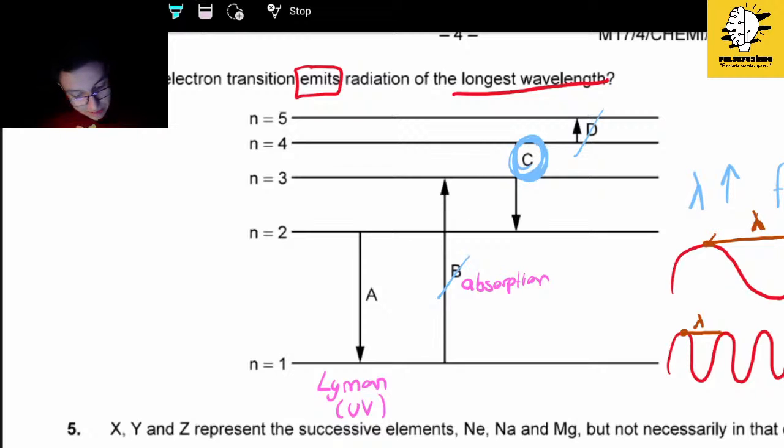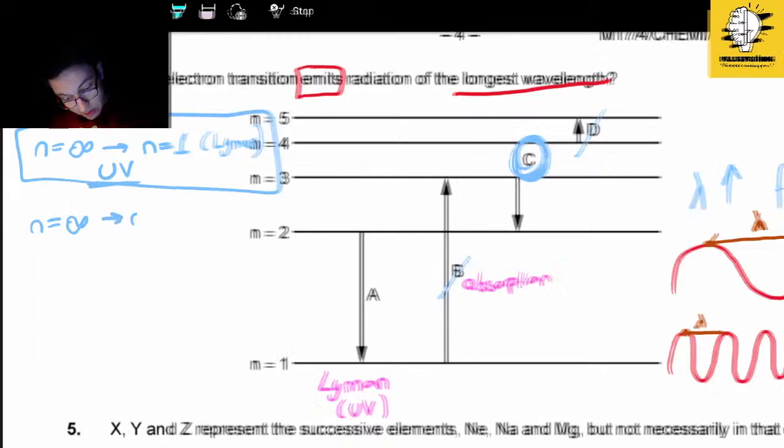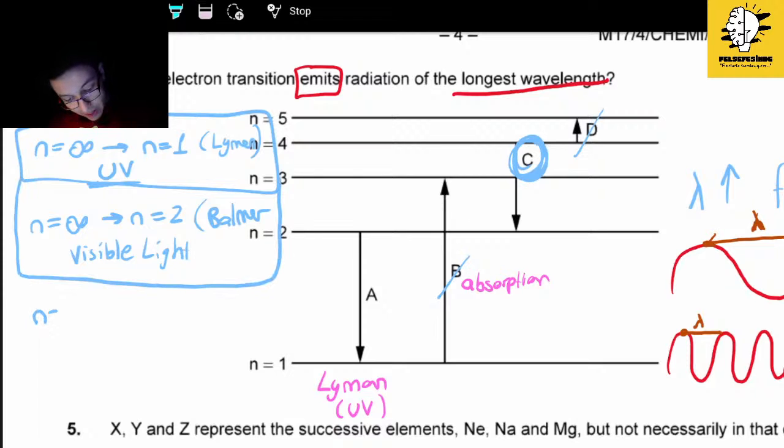Let me write it in this way. From n equals infinity to n equals 1, this is Lyman, and this is UV. So when it is n infinity to n equals 2, we know that this is going to be Balmer, and this is visible light for sure. Do you see how the energy level is decreasing? And when it is from n infinity to n equals 3, we call it the Paschen series.